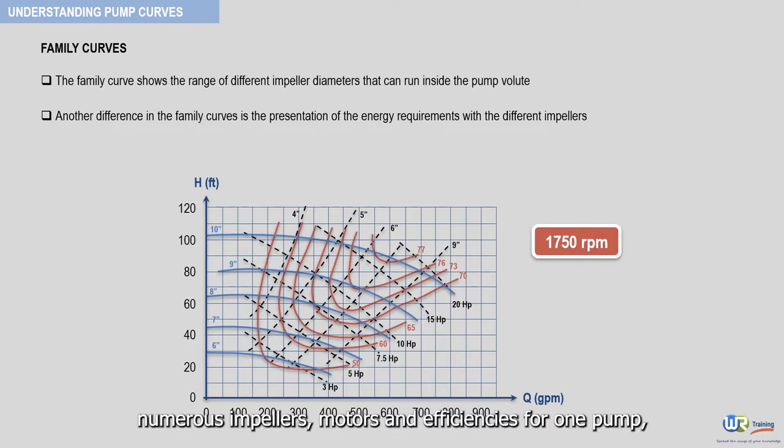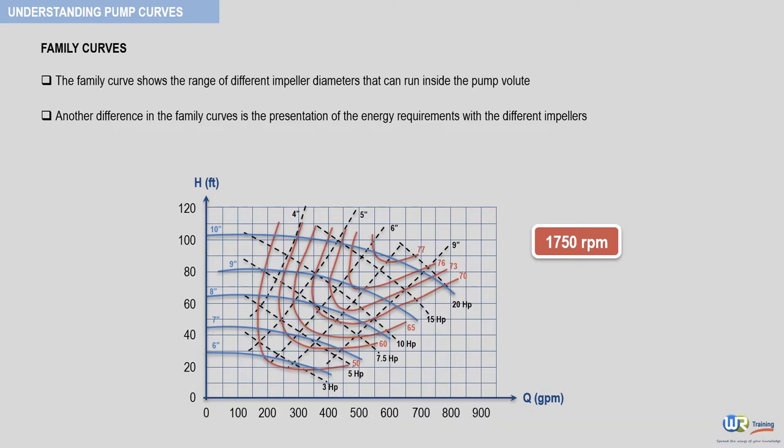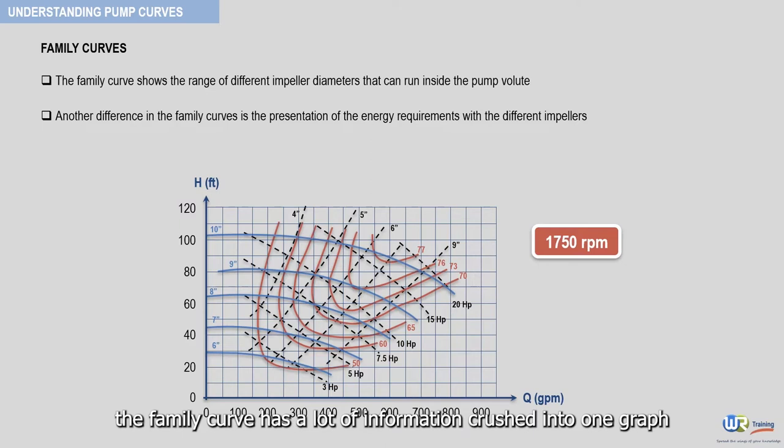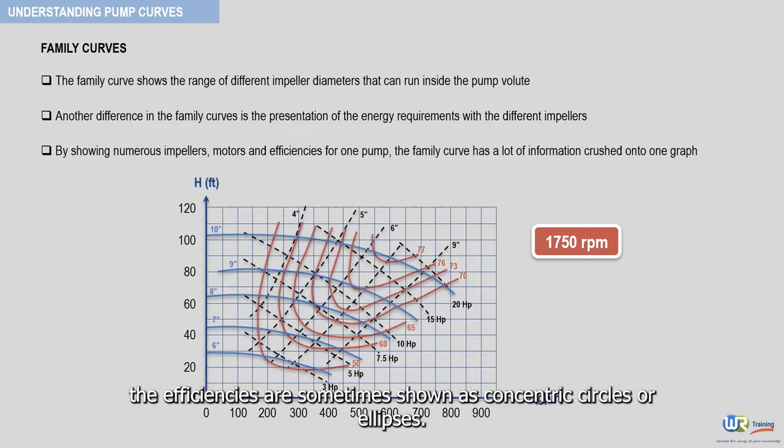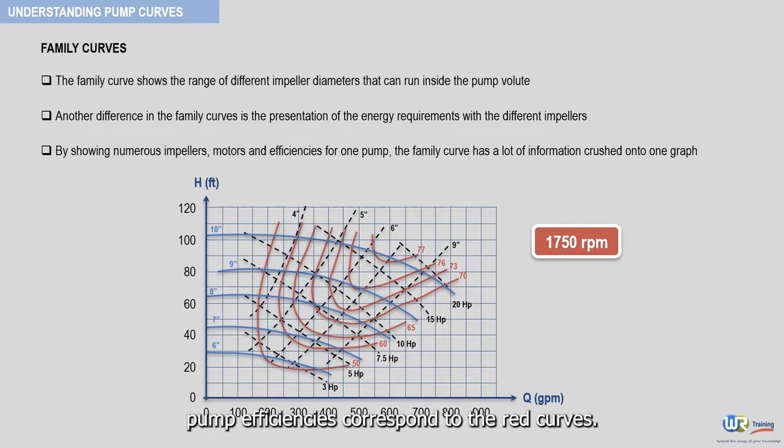By showing numerous impellers, motors and efficiency for one pump, the family curve has a lot of information crushed into one graph. In order to simplify the curve, the efficiencies are sometimes shown as concentric circles or ellipses. In our example, pump efficiencies correspond to the red curves. The concentric ellipses demonstrate the primary, secondary, and tertiary efficiency zones. They are most useful for comparing the pump curve with the system curve. The system curve will be covered in detail in the next section.